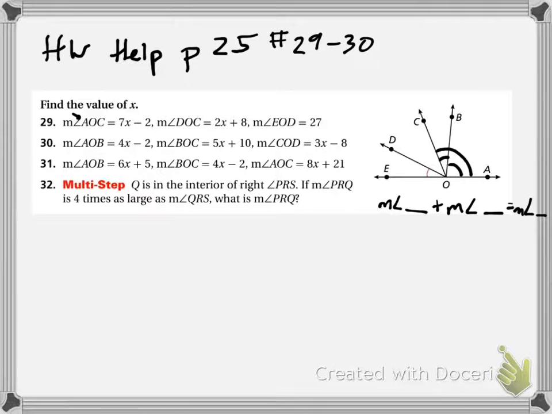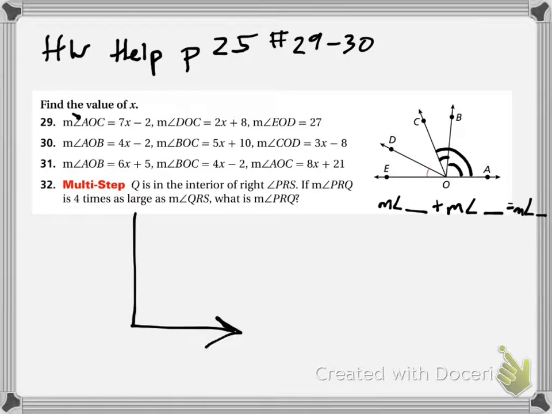Q is in the interior of right angle PRS, and if measure of angle PRQ is 4 times as large as the measure of angle QRS, what is the measure of angle PRQ? Okay, I don't know, but I'm going to find out because I'm going to try some things.